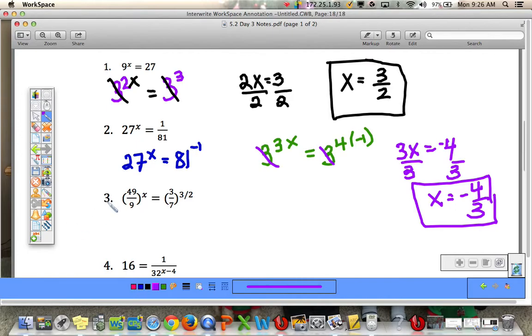Okay, number 3 we're going to skip for now. This one we'll flip, we'll find a common base. This one's pretty messy, and I'm going to say we're going to hold off on this until we learn our 3rd method of solving for an exponential function and use that one to solve. So let's hold off on number 3.